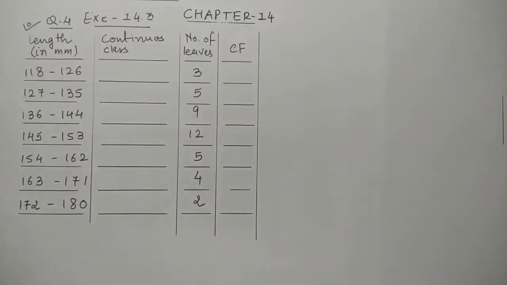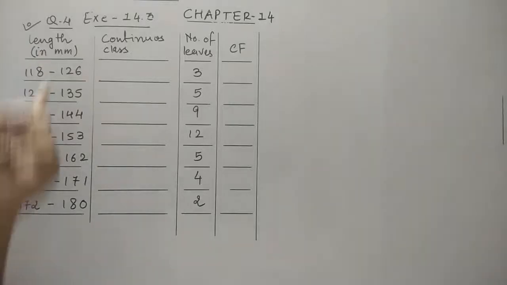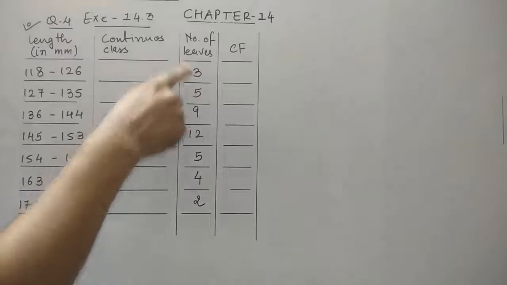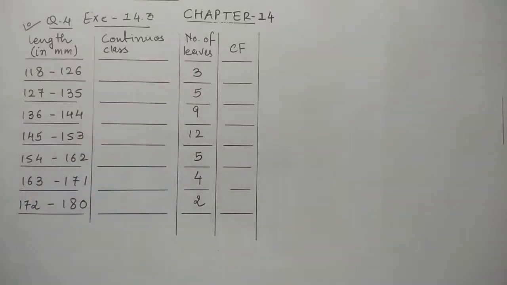Let us start with one more question, that is the fourth number. It is given that the lengths of 40 leaves of a plant are measured correct to the nearest millimeter, and the data obtained is represented in the following table. Find the median length of the leaves. Number of leaves is given, and we have to find the median.